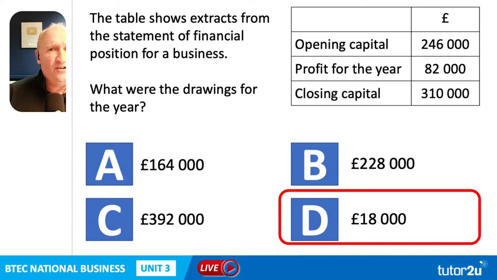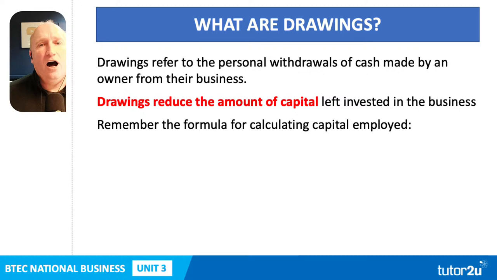So drawings are what you take out of the business. Now let's imagine, for example, I've got a business and I start the year with capital of £100,000. That's what I've put into it plus my retained profits. Let's say I take out £25,000 for my own use, take it out of the business, go and spend it on whatever, a nice holiday. I need a holiday. That's what drawings is. Drawings is the owner of the business taking money out of the business, drawing it out to be used elsewhere. And that's why we need to know about drawings, because it affects our capital employed.